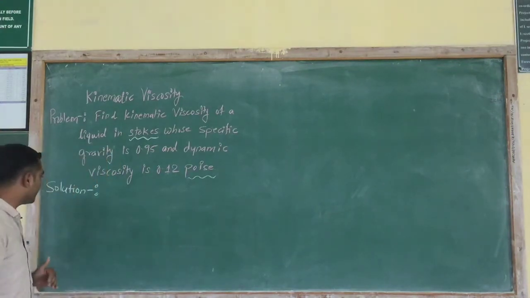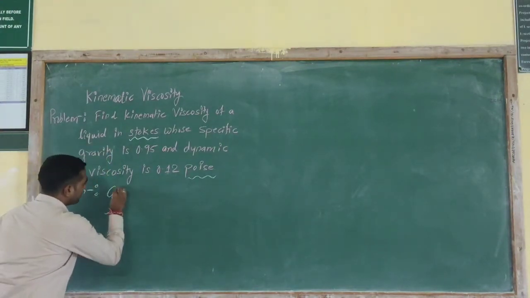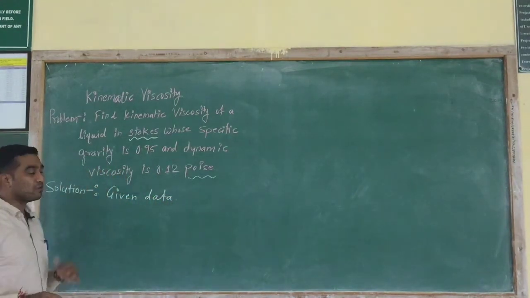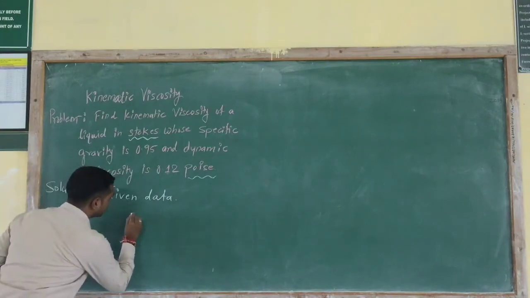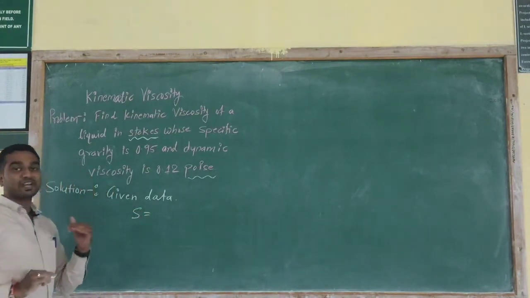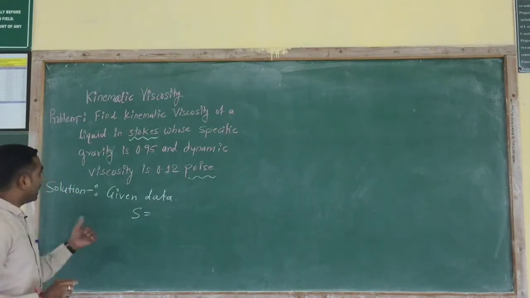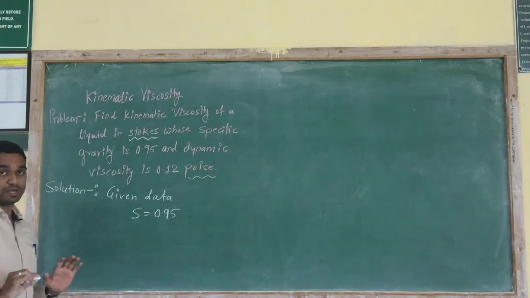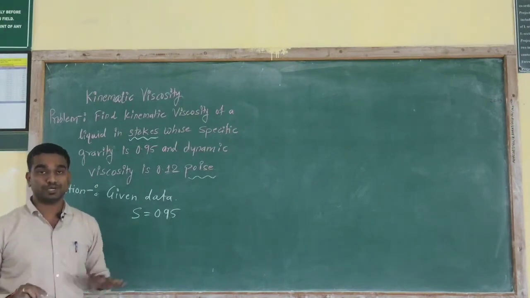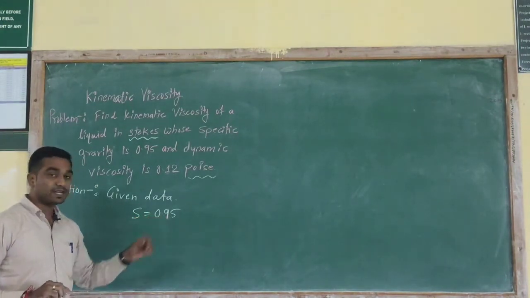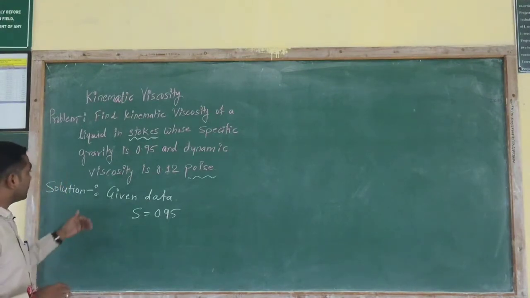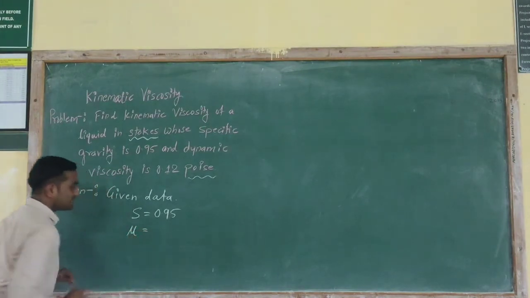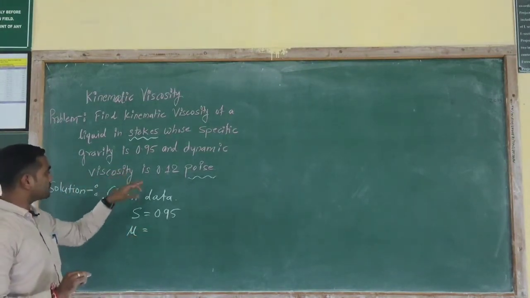First of all, write the given data. What is given? Specific gravity is given. Specific gravity is denoted by capital S and it is given as 0.95, okay, specific gravity having no units. And what is given next? Dynamic viscosity, mu, is given.